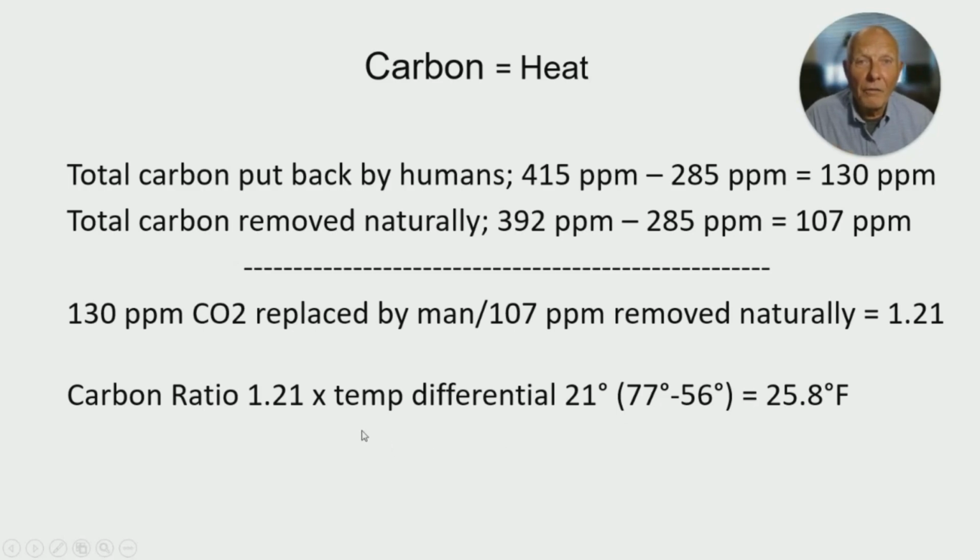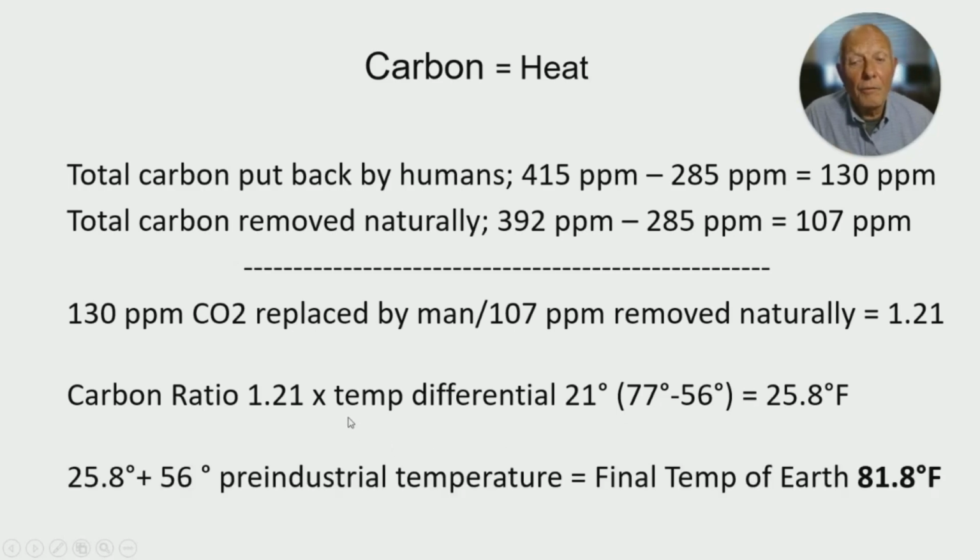Now, if we add that 25.8 onto our 56, that means as of 2019, human activity had already put back enough carbon in the atmosphere as measured at Mauna Loa, 13,700 feet, so that the Earth's ambient temperature would be 81.8 degrees. That is a startling and deeply disturbing number. I don't see how you can argue with that approach.